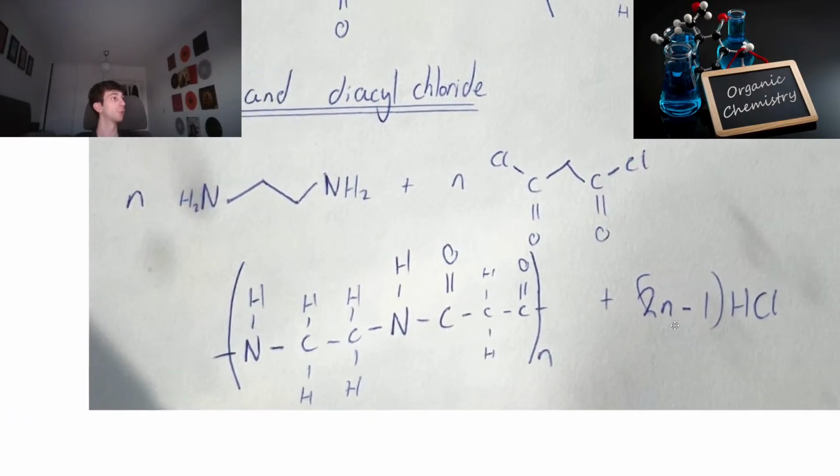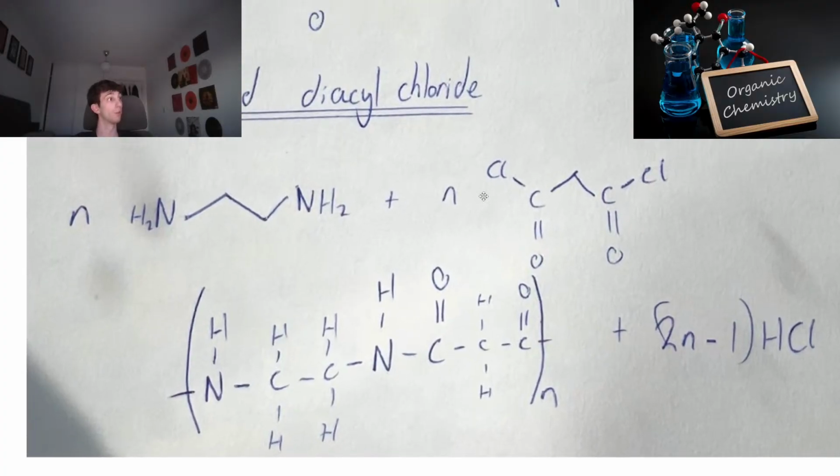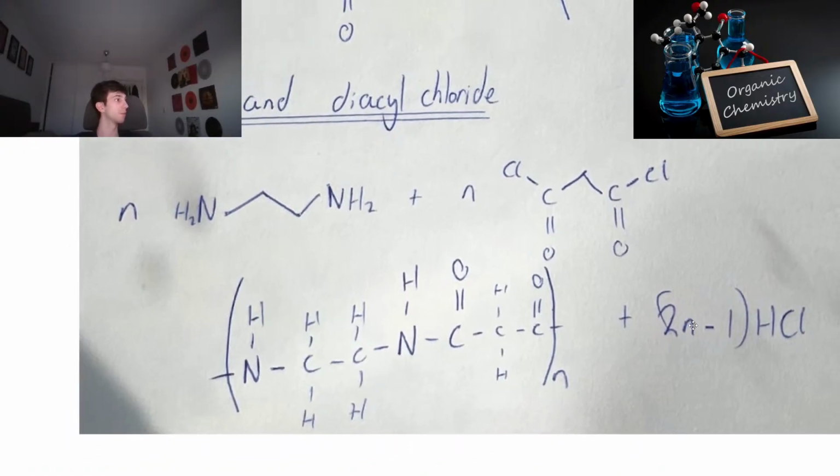Same idea as before. We have 2n minus 1. This time it will not be H2O because remember, we use this part of our carboxylic acid, so it's going to be a chlorine here, and we lose one hydrogen from our amine. So losing that one hydrogen, losing that chlorine, we have 2n minus 1 HCl.